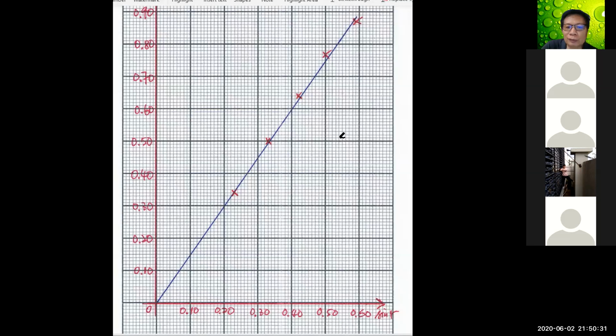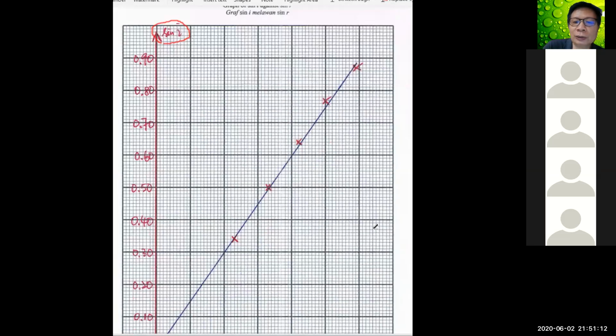And then the last part of the question is relationship. When you see a line passes through origin, so the answer for relationship must be, how you give the answer relationship here? Directly proportional. Yes. You must say who directly proportional to who. Okay, Yong, can you answer? Who directly proportional to who? Hey, you cannot just say directly proportional, you know. Okay, I tell you, you must say sin I. Yes, start with the Y. Sin I directly proportional to sin R. Okay, the answer is like that.